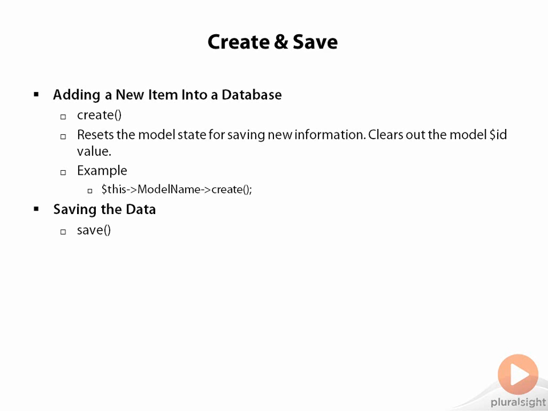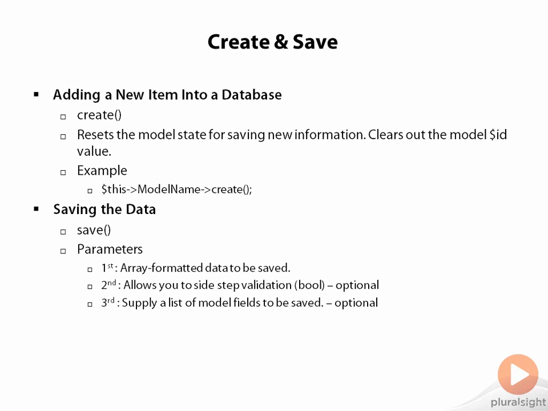After we called the create method, we would then need to call the save method. The save method can take up to 3 parameters. The first parameter, which is always used, is the array formatted data that you want to save. A second parameter, which is optional, allows you to sidestep validation. This is a Boolean value, so you would pass in true or false. The third parameter, which is also optional, would be a list of model fields to be saved. For example, we would type out this, our model name, and then the save method. As a parameter, we would pass in the data that we want to save, and in this example we're passing the data directly from the form into our save method.